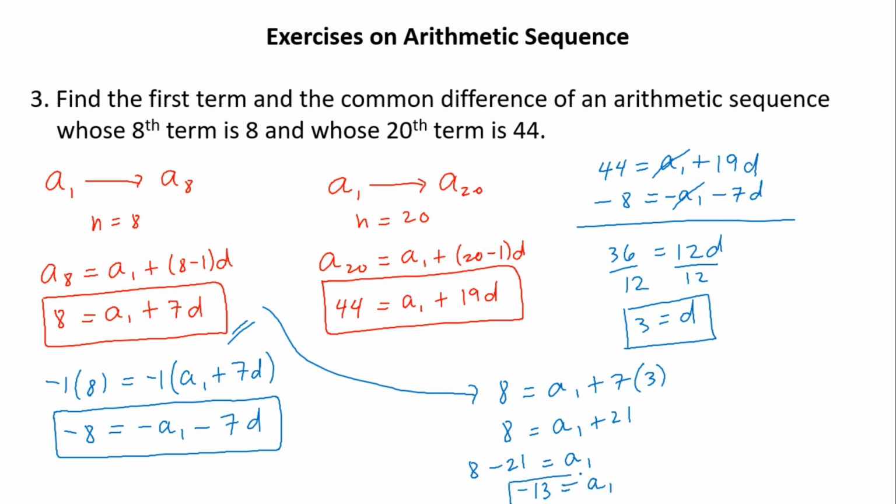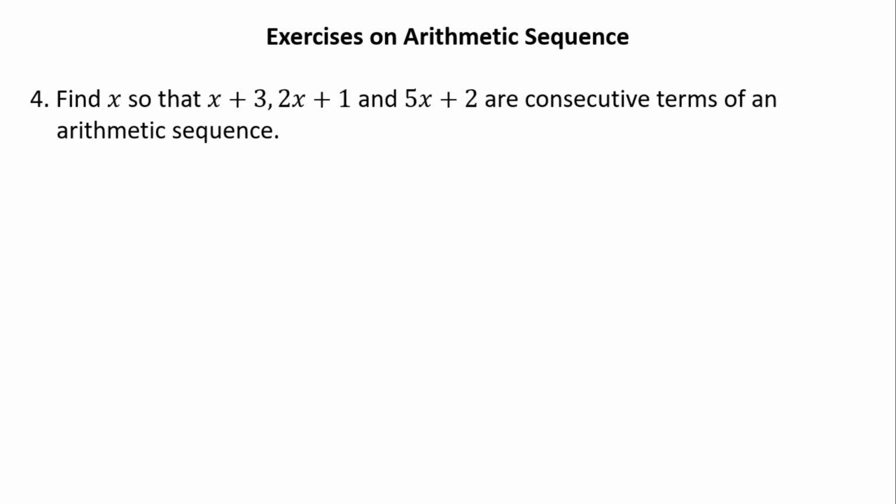Alright, so this is the first term. Item number 4. Find x so that x plus 3, 2x plus 1, and 5x plus 2 are consecutive terms of an arithmetic sequence. Let us write first the given expressions.